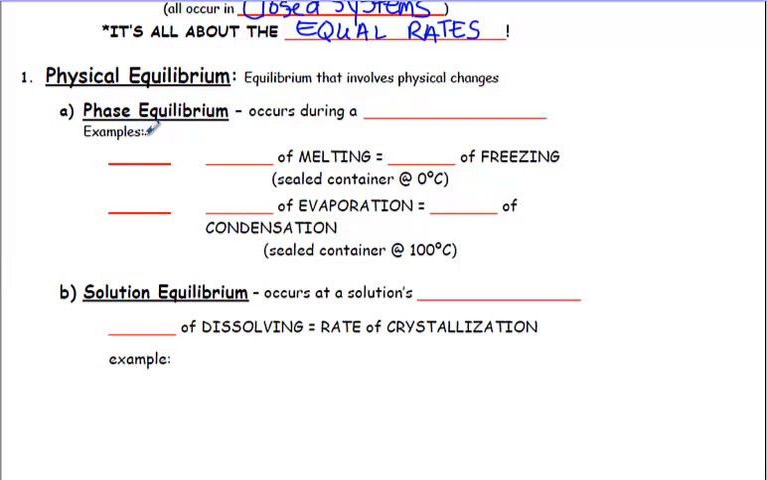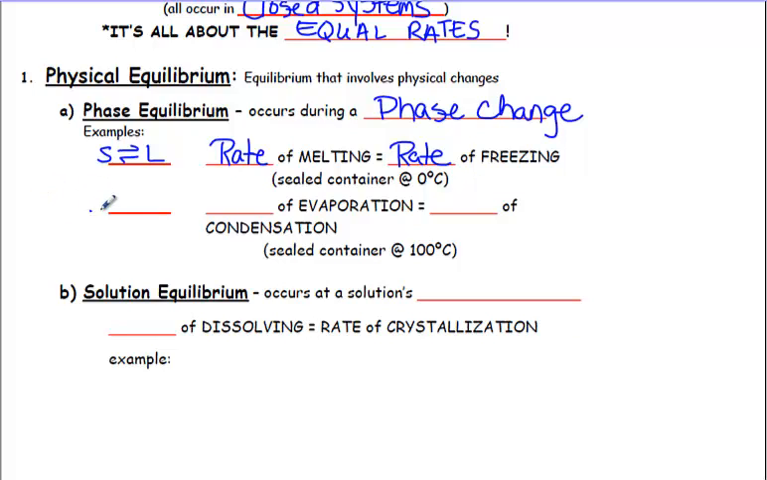So we have phase equilibrium, which occurs during a phase change. And here are some examples. Solid to liquid, and then I'm going to do the double arrow, solid to liquid. The rate of melting is equal to the rate of freezing, and that's why they both have the same temperature in a sealed container at 0 degrees Celsius.